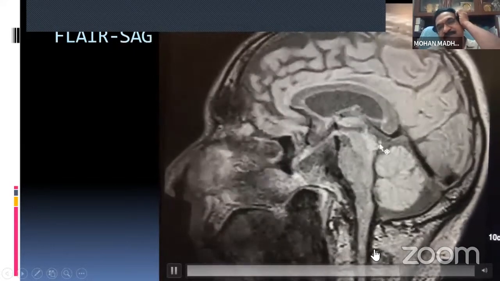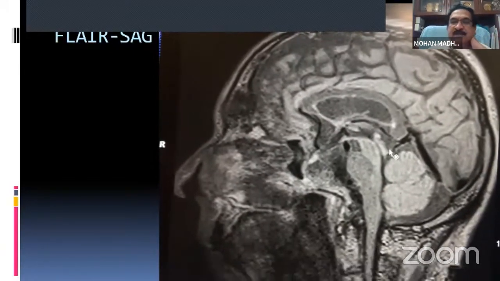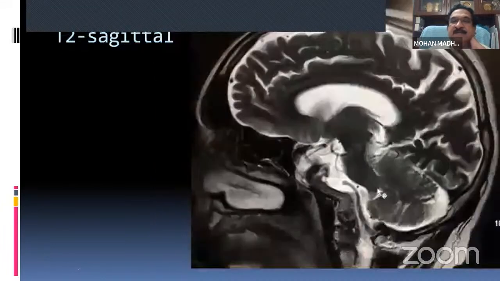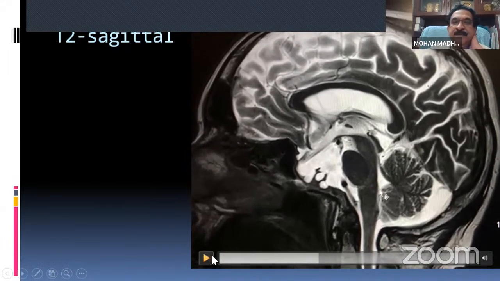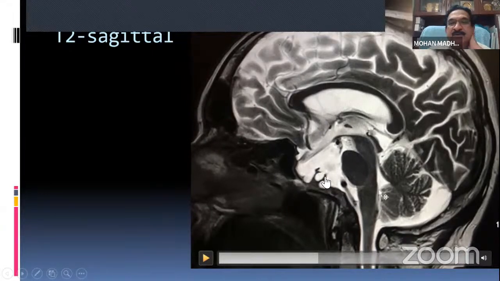I'll show the previous picture also. I'll come back and show the picture, then you'll understand it better. See, this is the widened CSF space, which is all projecting into the clivus, something like a, what do you call, I don't know, projecting into the destroyed clivus. The clivus is destroyed and the CSF is coming into the clivus.